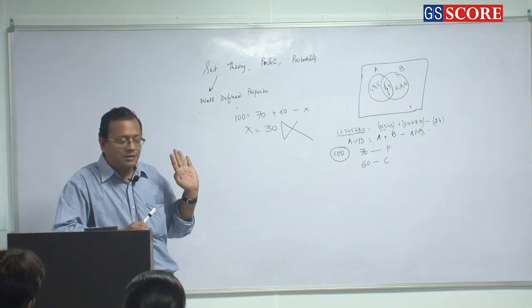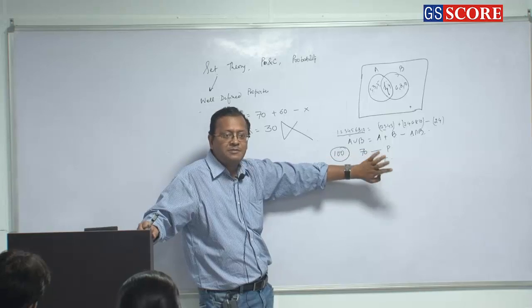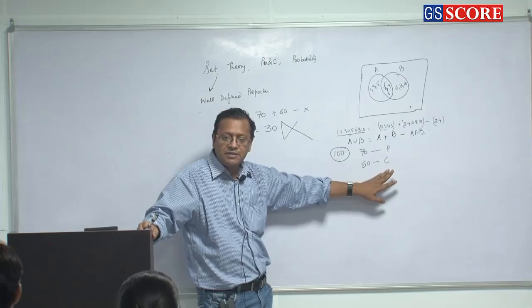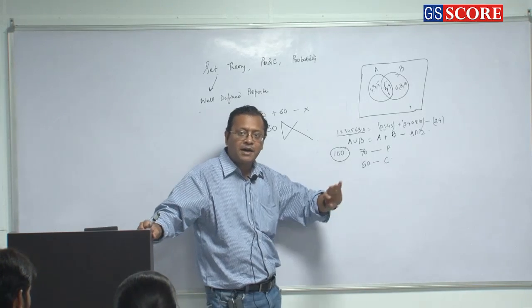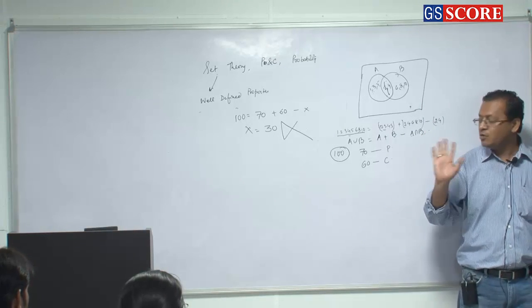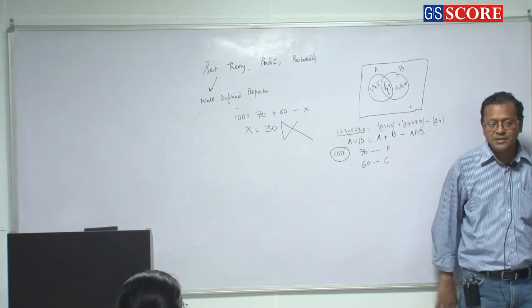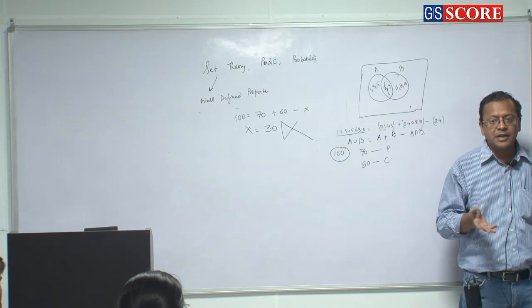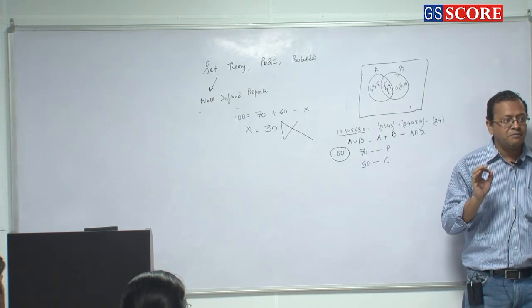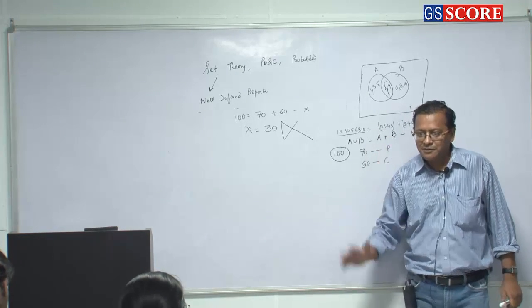When nobody fails, when I say 70 pass in physics, that contains students who pass in physics as well as chemistry. When I say 60 pass in chemistry, that contains data of those students who passed in both the subjects as well as only chemistry. Clear or not? Which means the answer to this question will be cannot be determined. 30 is the minimum value. So minimum number of students passing in both the subjects is 30.